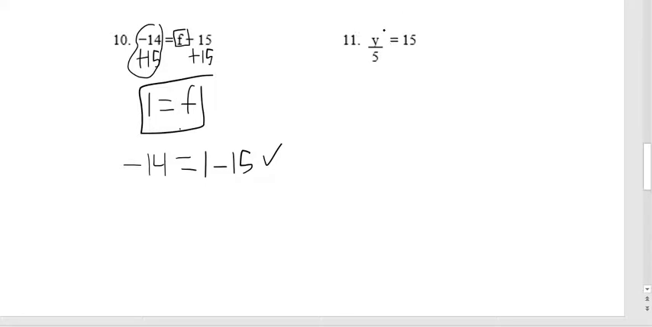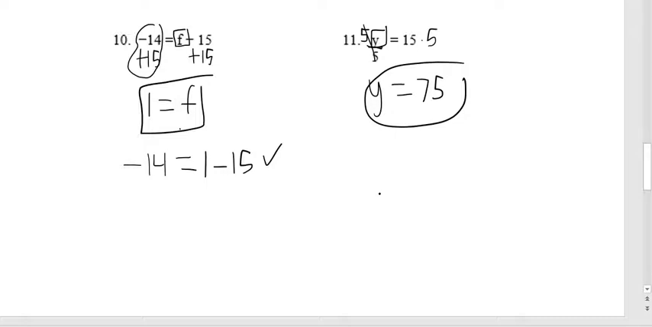Okay, on number 11, this is y divided by 5 equals 15. So if we want to get rid of a division, we have to use multiplication. So we're going to times by 5 on the left side. We also have to times by 5 on the right side. This divided by 5 and times by 5 leaves us with a 1y equal to 15 times 5, which is 75. Okay? And if we plug 75 in for our variable, we can see that that really does make the equation true.